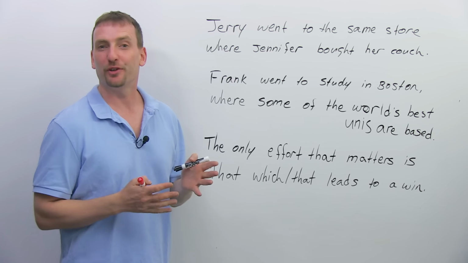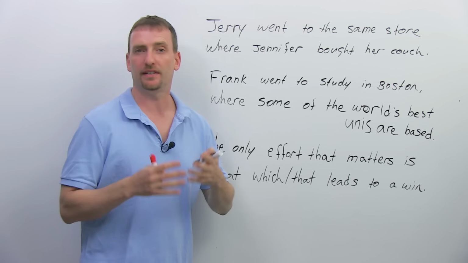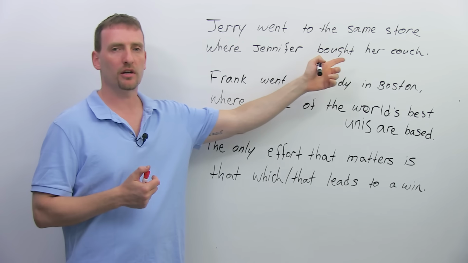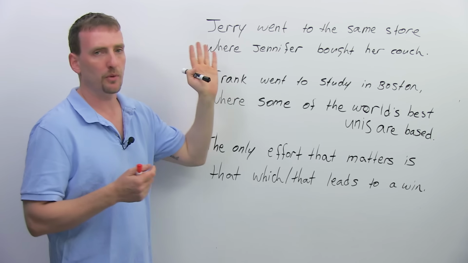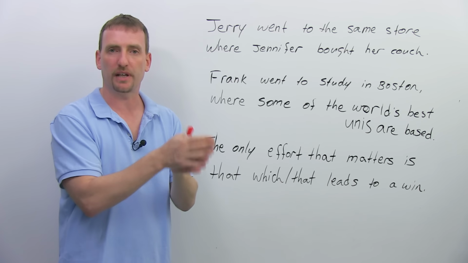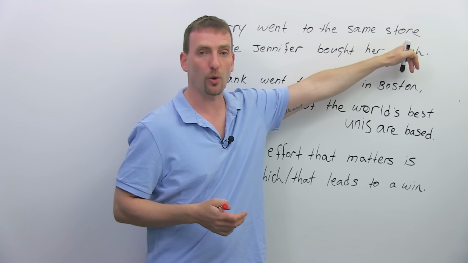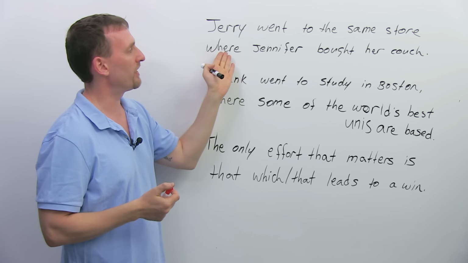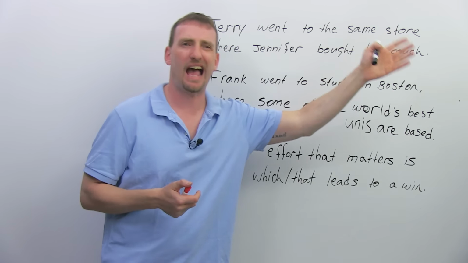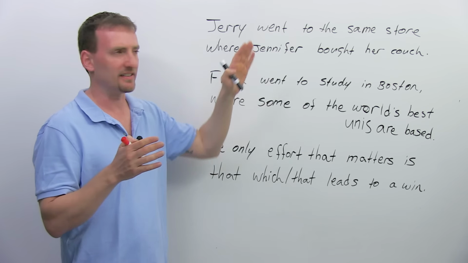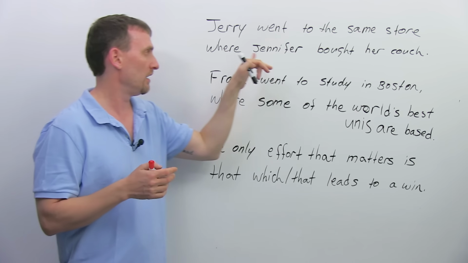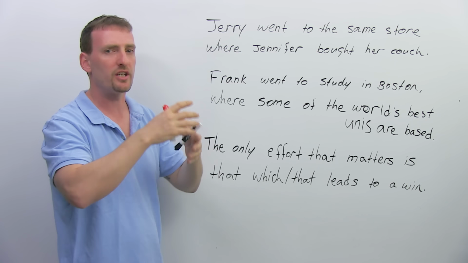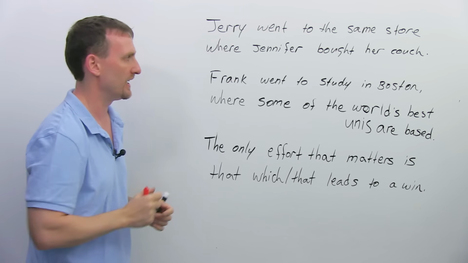Okay, let's look at a few more samples and we'll get into a little bit more detail about what's going on. Jerry went to the same store where Jennifer bought her couch. So now, Jerry went shopping for a couch and he went to a particular place. So he went to the same store where? So now I'm pointing to a place, the store. I could say the same store that Jennifer bought her couch at, but not a very good sentence. If it's a place, I can point to it as a place. Just use where. I'm going to show you after a different way to say it using at which or whatever, preposition plus which. We're going to get to that.